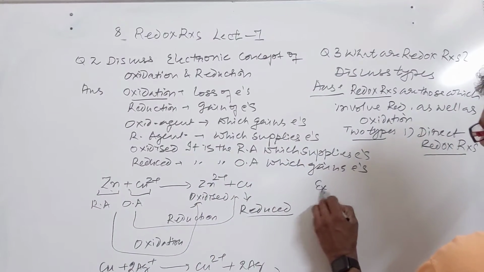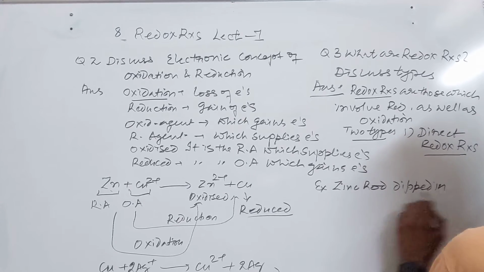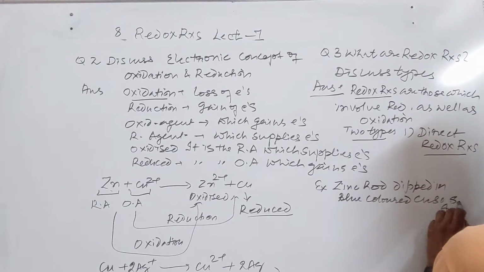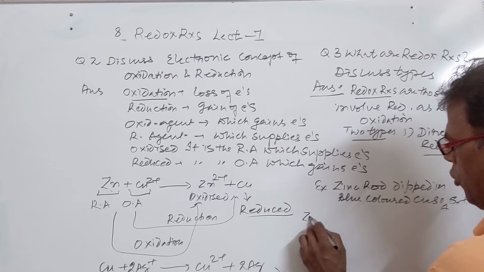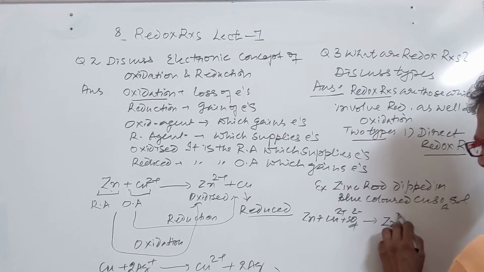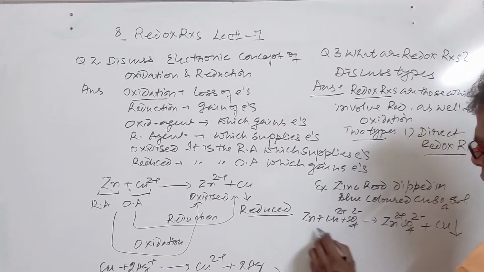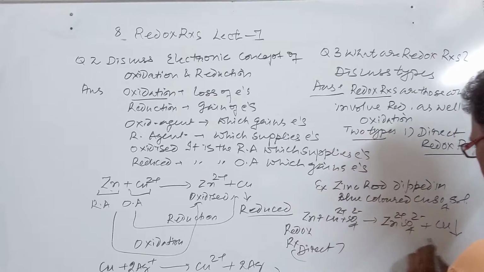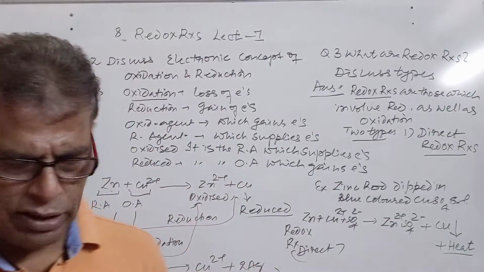For example, when a zinc rod is dipped in blue colored copper sulfate solution, when the blue color of the copper sulfate disappears, it is due to direct redox reaction between zinc and copper ions. We have copper sulfate solution. Zinc loses electrons and changes into ionic form, and copper gets deposited at the bottom. So this is our direct redox reaction. And this reaction is accompanied by evolution of heat, where heat is produced during the direct redox reaction.